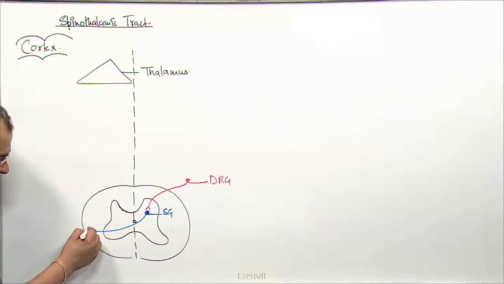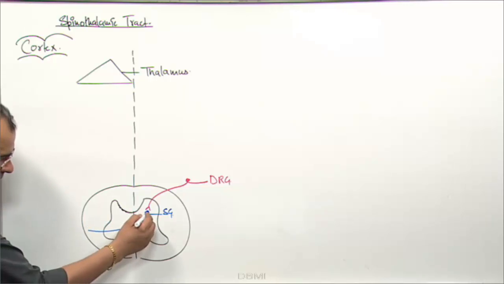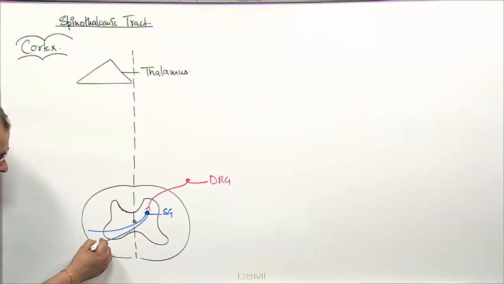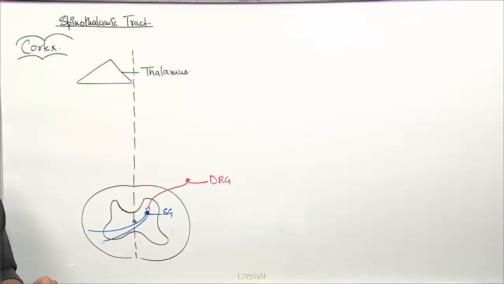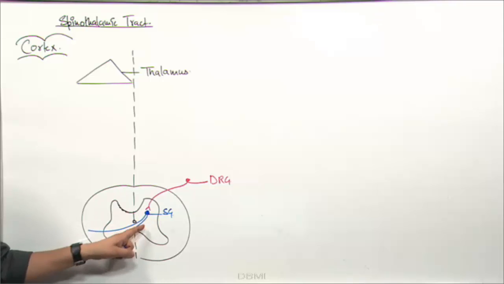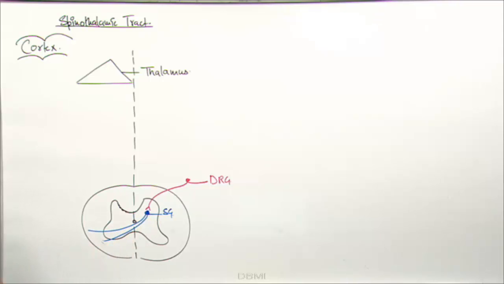Few will form the lateral spinothalamic tract, and few anterior spinothalamic tract. The difference is the one which is carrying the pain and temperature will form the lateral spinothalamic, and the one which is carrying the touch and pressure will form the anterior spinothalamic tract.